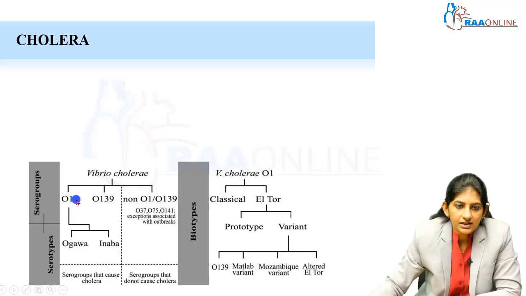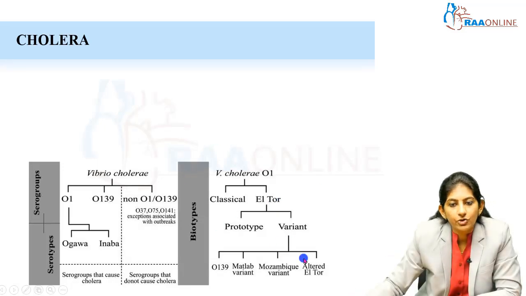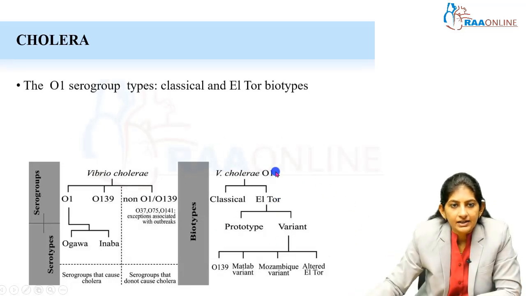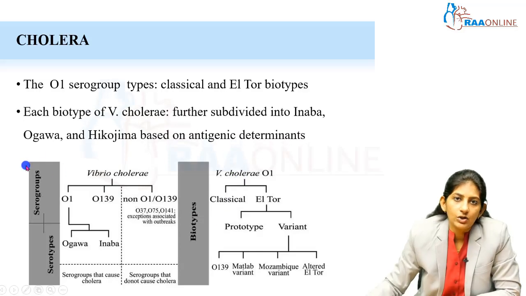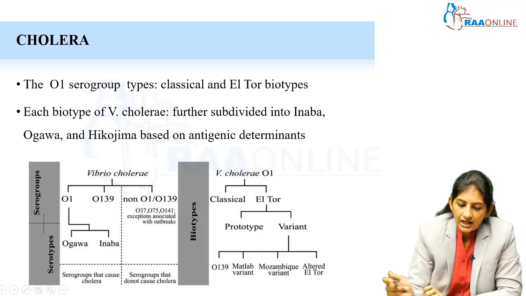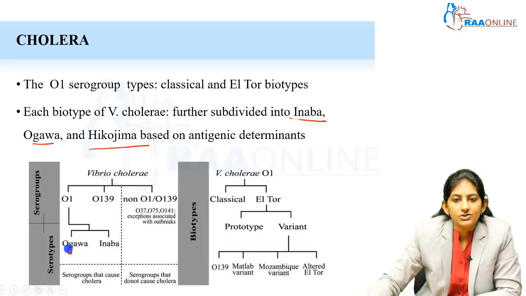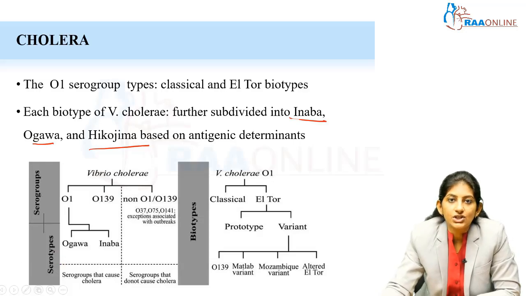Further division of this O1 type is possible. It is divided as classical O1 type and El Tor, Vibrio cholerae O1 El Tor. These are all subdivisions of Vibrio cholerae O1, and each biotype can be further subdivided into Inaba, Ogawa and Hikojima. These are all based on the antigenic determinants that each serotype possesses. So we don't want to go into that detail.